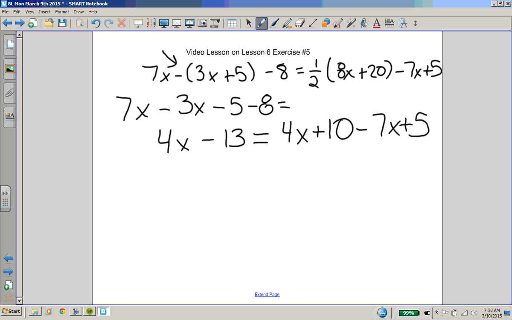I'm going to simplify all my like terms. And I'm going to go ahead and rewrite this down here. You know me, I like everything to be on the same line. Alright, I'm going to go ahead and solve for x. Remember, I want x on one side, number on the other. I like to go after the numbers first.